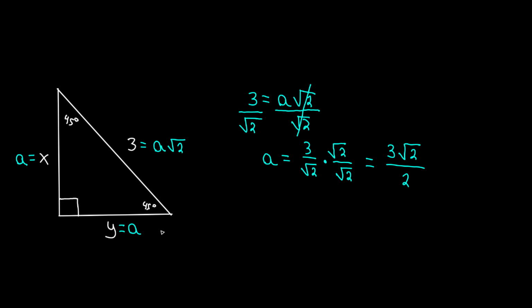So now we know that a is equal to 3 times square root of 2 over 2, which means that y is equal to our a, which is 3 times square root of 2 over 2. And we know that x is just the other leg. It's also equal to a. So now we know that x is also equal to 3 times the square root of 2 over 2.